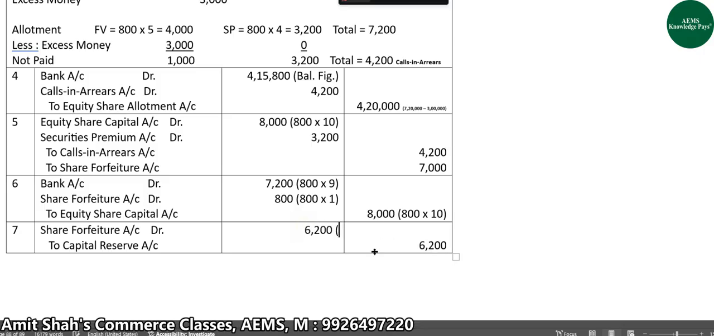But does this happen in every question? No, it's not so. When all the shares which have been forfeited are not reissued, but only some shares are reissued, then you should not do 7,000 minus 800.